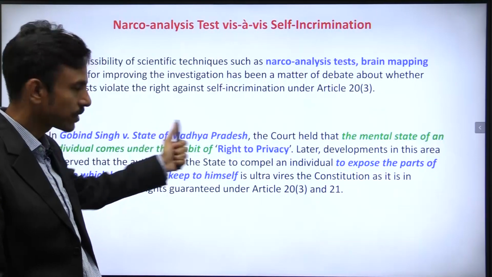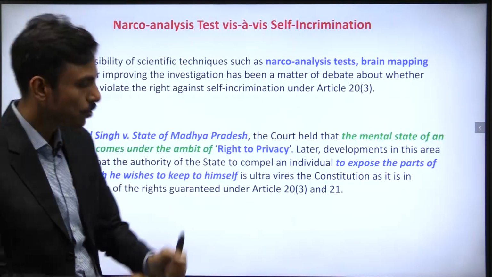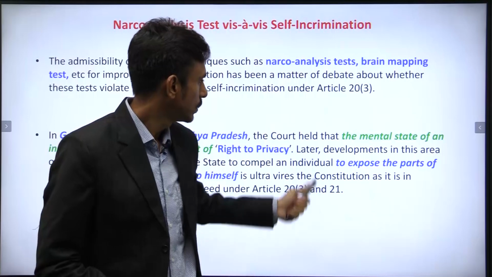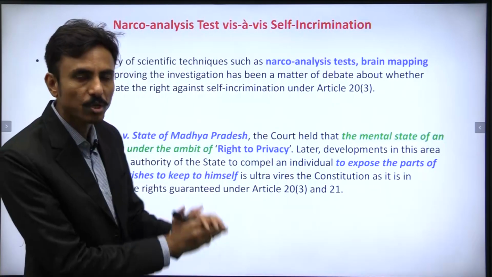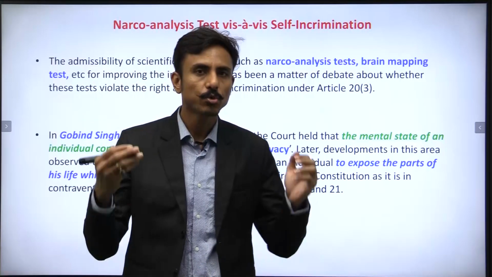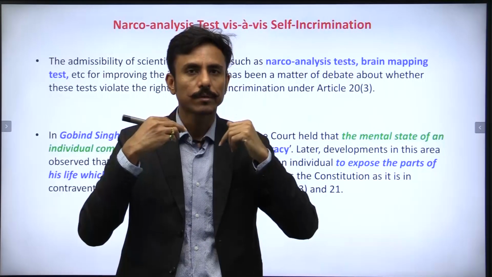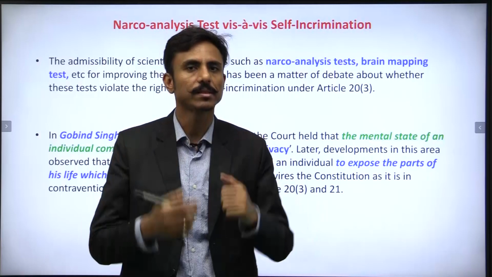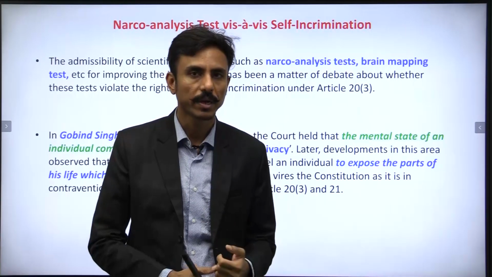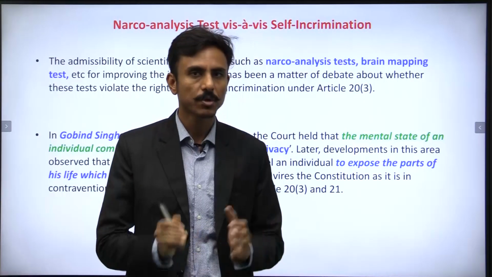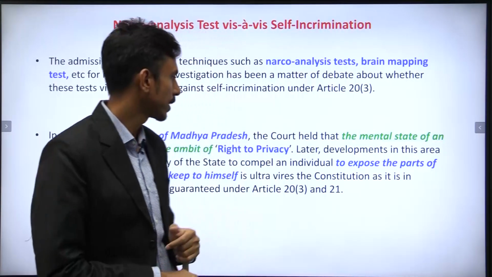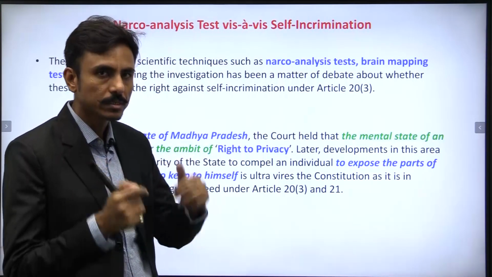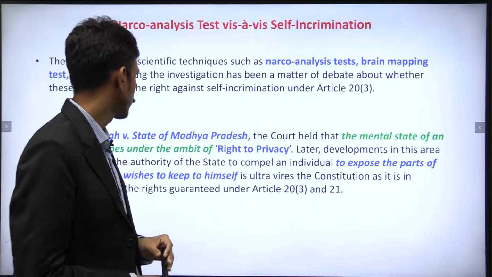Now in Govind Singh versus State of Madhya Pradesh, the court held that the mental state of an individual comes under the ambit of right to privacy. That means you cannot interfere in the mental health of the person, right? Because brain mapping and narco analysis actually interfere into the mental health of the person, right? And it comes under the right to privacy, right?